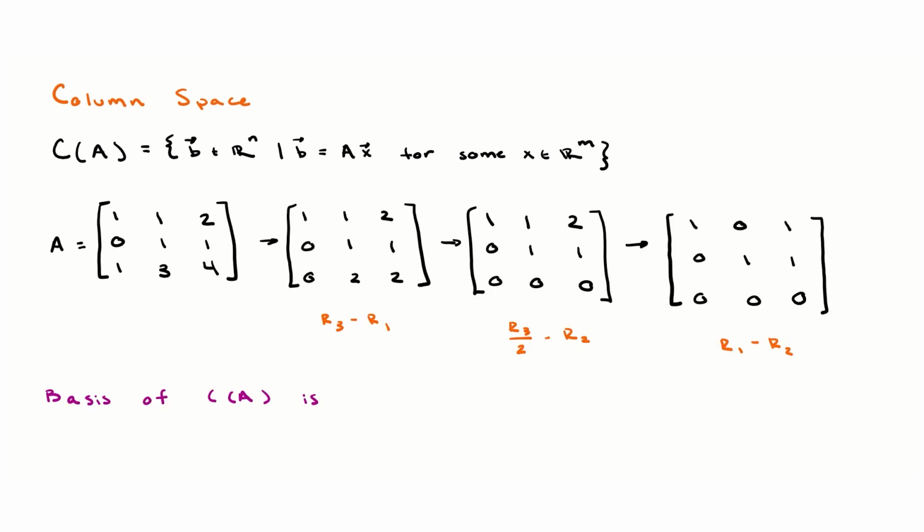And again, here we see that our pivot positions are in column 1 and column 2. So therefore, taking a look back at our matrix before it was row reduced, the basis of our column space is column 1, 1, 0, 1, and column 2, 1, 1, 3. And that's the basis of the column space. Now, before we move on to null space and left null space, I'm going to show you all another way to find the basis of the row space and the column space.